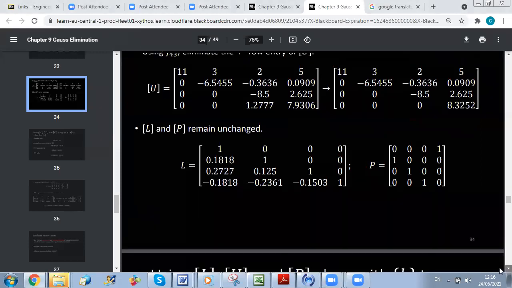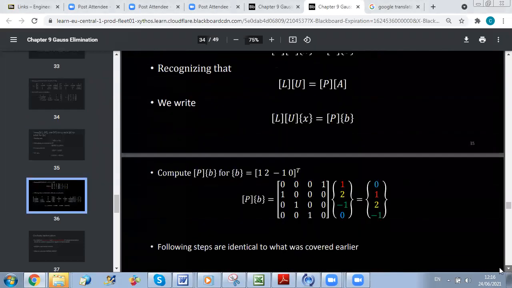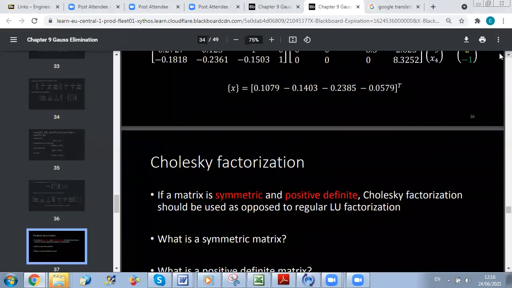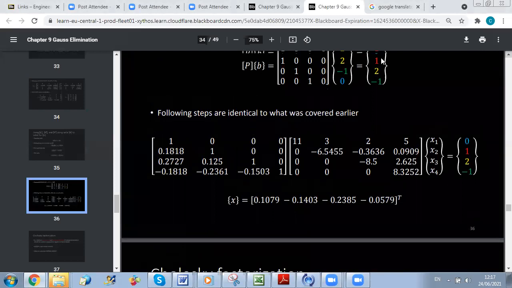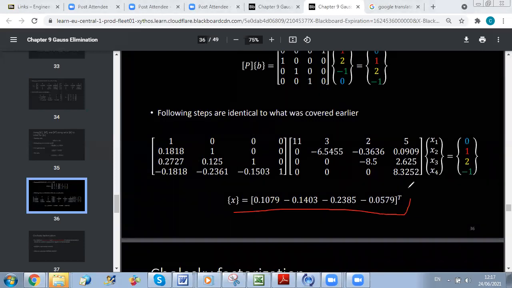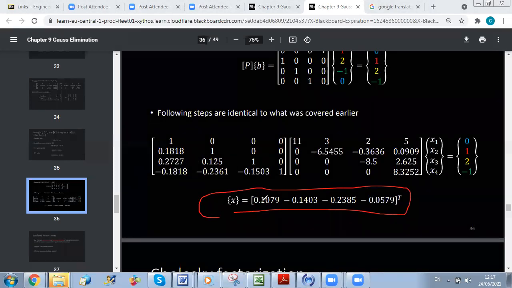So as you can see here, after doing this operation, please try to do it as practice and verify that the x vector will be as follows. It's the transpose of this row vector. So x1 is 0.1079, x2 is minus 0.1403, x3 is minus 0.2385, and this is x4. Okay.